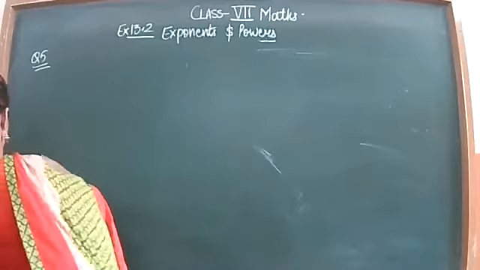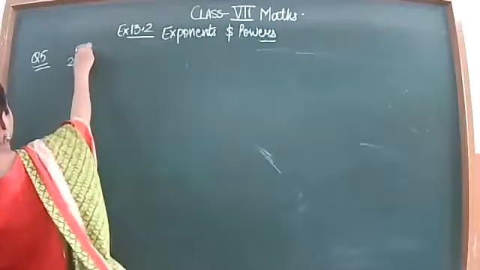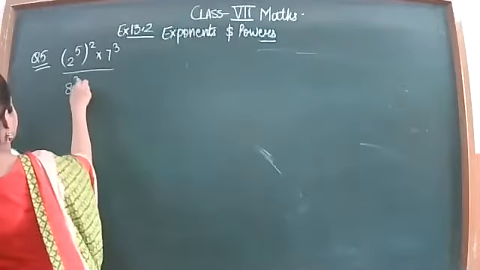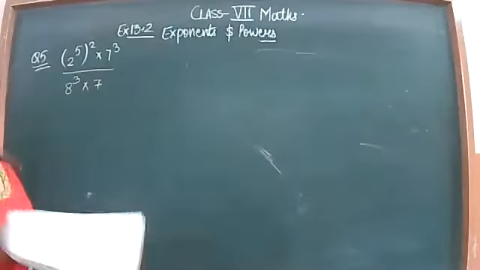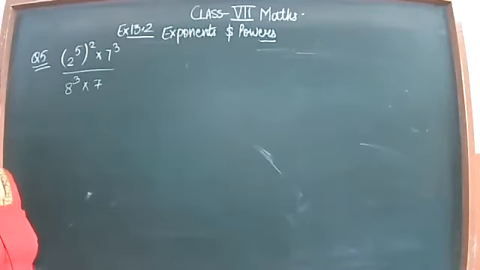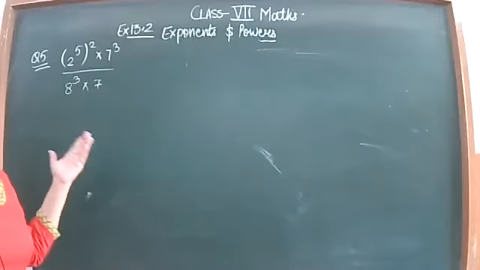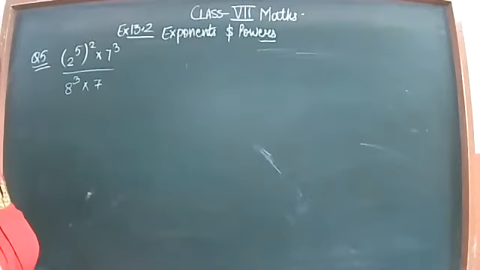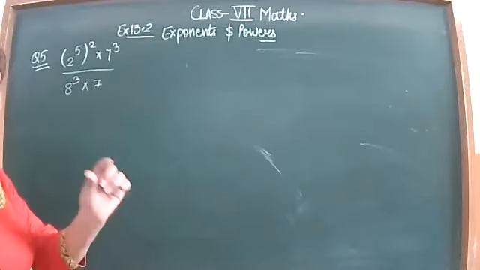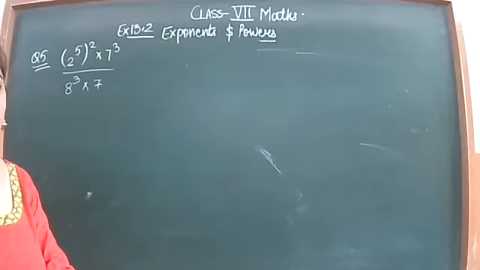So in this question number 5, you have (2 raised to power 5) whole raised to power 2 into 7 raised to power 3, upon 8 raised to power 3 into 7. You have to simplify this. The question is of simplification. Means you have to solve the power also. If the question is simplify and leave the answer in exponential form, then you will leave the answers in power form. But here it is not so. Simplify means you have to completely get one answer. You have to remove the power.